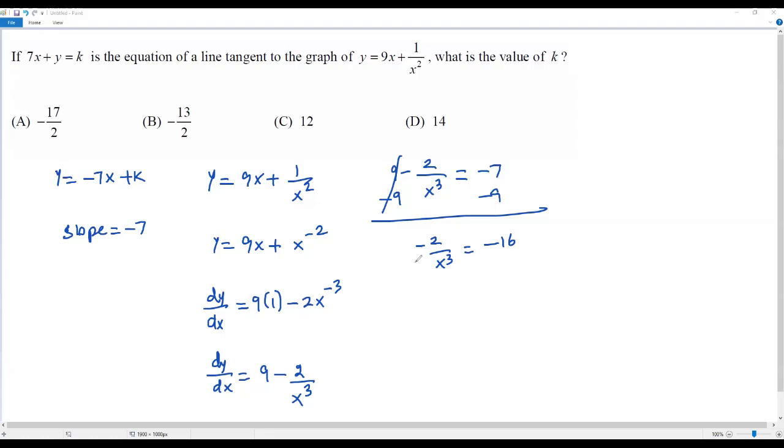Okay, now what I can do is I can multiply both sides of this equation by negative 1 to get rid of the negative sign over here and here. So when I multiply this one by negative 1, I'm getting 2 over x to the third power. When I multiply this one by negative 1, I'm just getting positive 16.